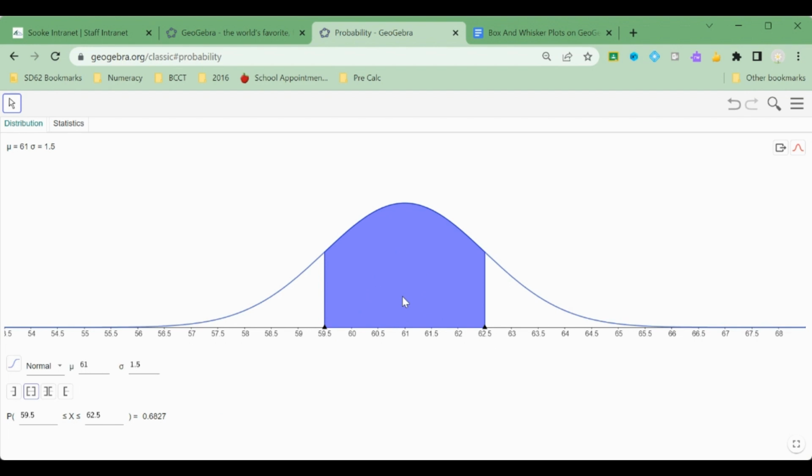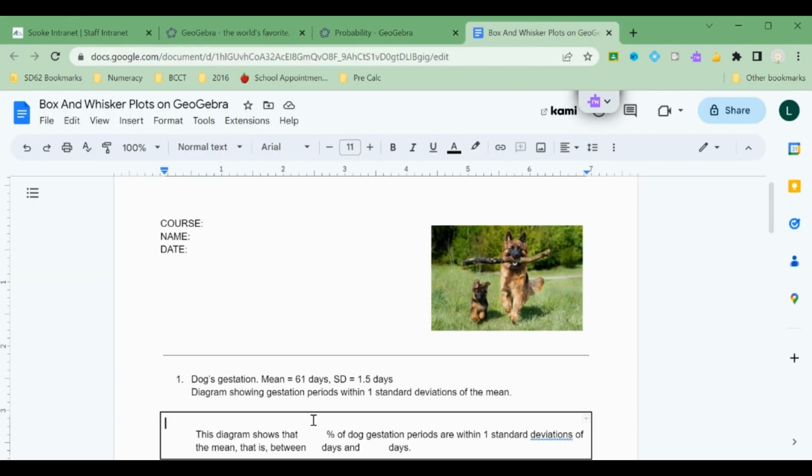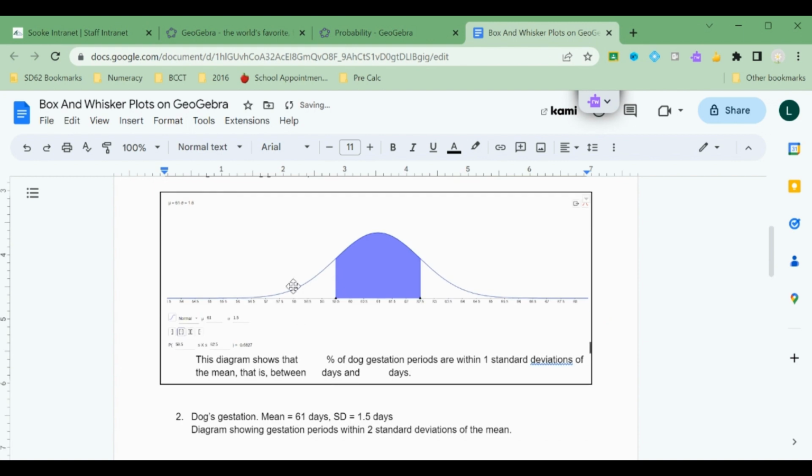So the area shaded is 0.68 of the whole area under the curve. The whole area under the curve is 100%. This part is just over half at 68%. And so I'm going to take a screenshot of this showing the mean and standard deviation, showing the calculation, and drop that onto my Google Doc. And then I'm going to do an interpretation. Below it says this diagram shows that 68% of dog gestation periods are within one standard deviation of the mean. And in our particular case for dogs, that's between 59.5 days and 62.5 days.